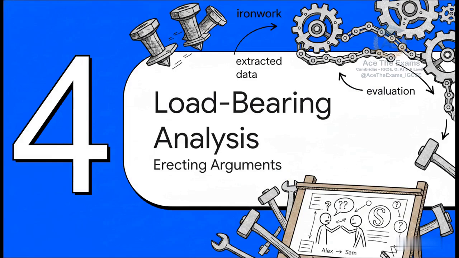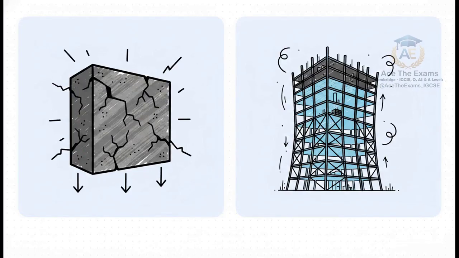Section 4. Load-bearing analysis. Erecting the arguments. Now we reach the critical ironwork phase, where we rivet your extracted data directly to your evaluation. I was listening in on Alex and Sam at the drafting board earlier, and they were having a massive debate. Alex was arguing, hey, we just need to fill this whole paragraph with terminology definitions. That's a solid cement block. It'll show the examiner we know the text.